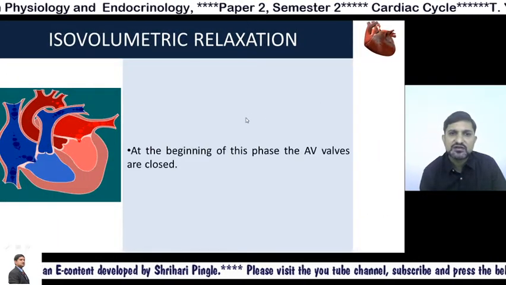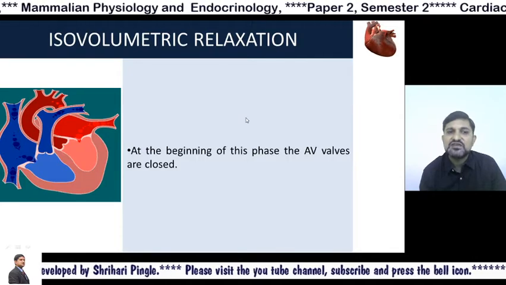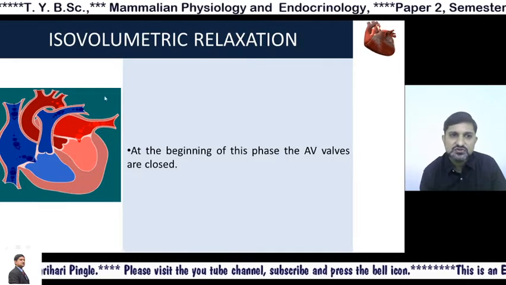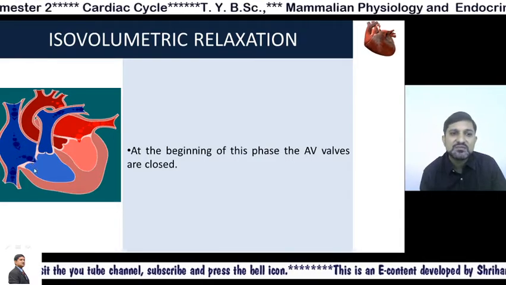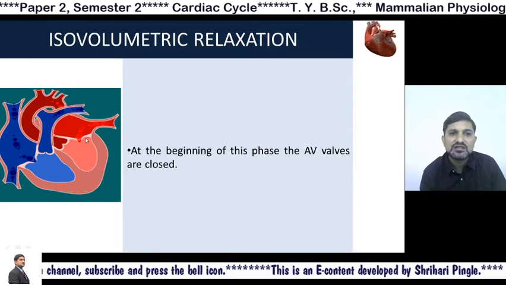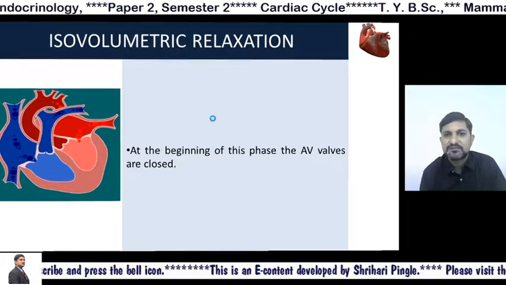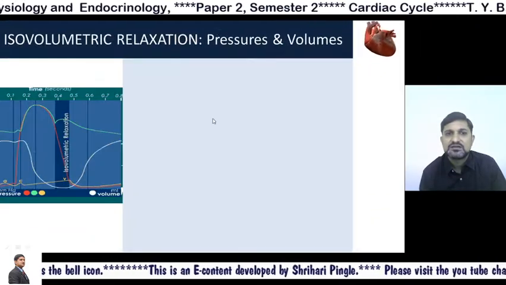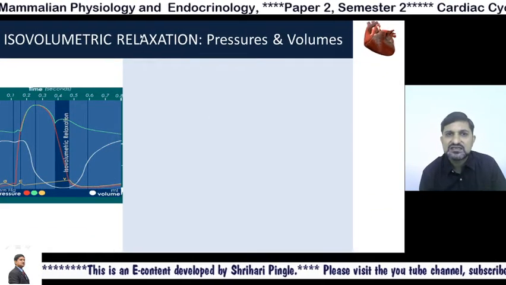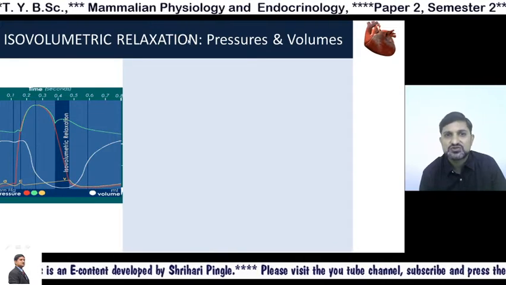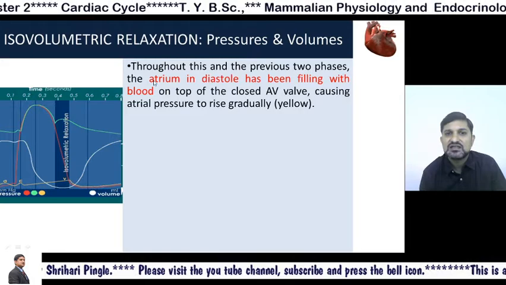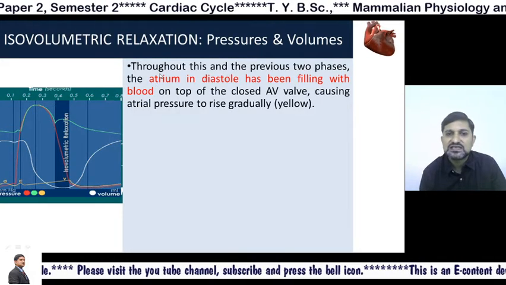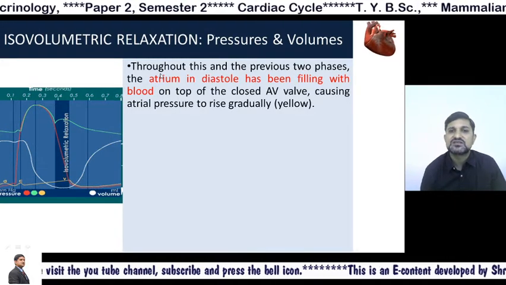During isovolumetric relaxation, the AV valves are closed. So as you can see here, now the auricles begin to fill up again, but the auriculoventricular valves will remain closed. As you can say, this is relaxation, that means a diastolic stage. Now during this diastolic stage, the auricle is under diastole, that means it is relaxing.